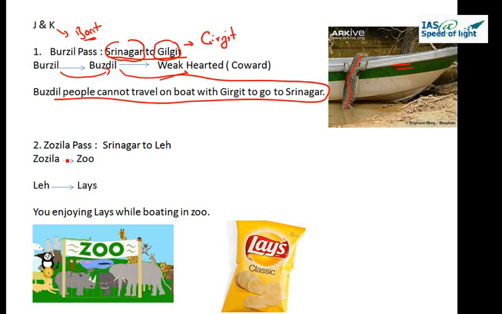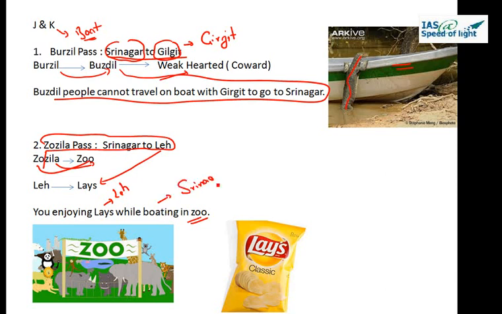Coming to the second pass, which is Zozila Pass, which connects Srinagar to Leh. From Zozila, from Zo, we get Zoo. If we take out these words, it becomes Zoo. And for Leh, our image will be Lays, the Lays chips. So you are enjoying Lays while boating in the Zoo. Again, we have a picture of Srinagar and Jammu and Kashmir as well. So it connects Srinagar to Leh. Who? Zozila. Zozila is Zoo.